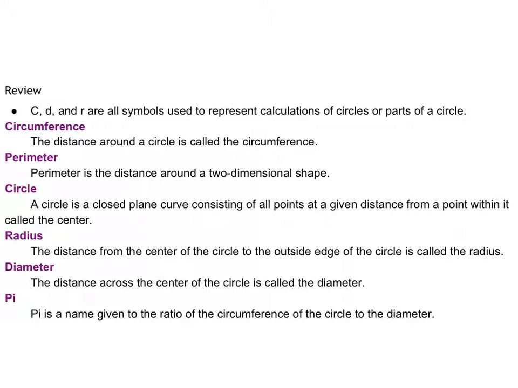The distance from the center of the circle to the outside edge of the circle is called the radius. The distance across the center of the circle is called the diameter. And pi is a name given to the ratio of the circumference of the circle to the diameter. And again, we're going to use 3.14 for pi.